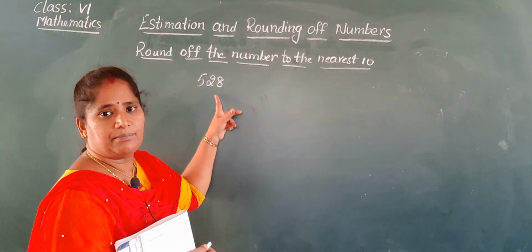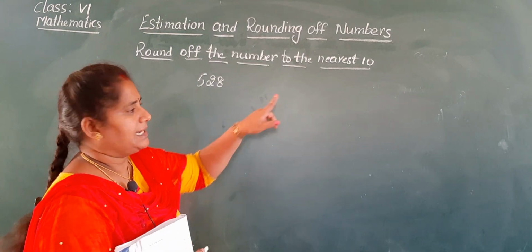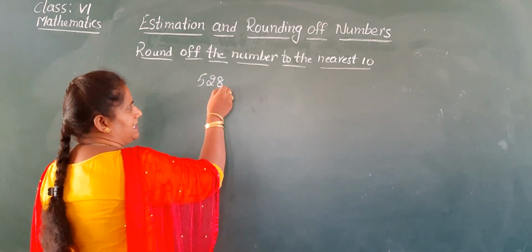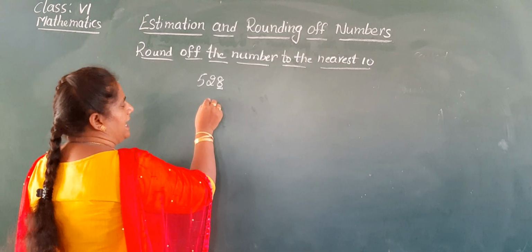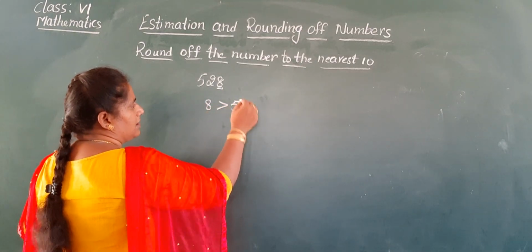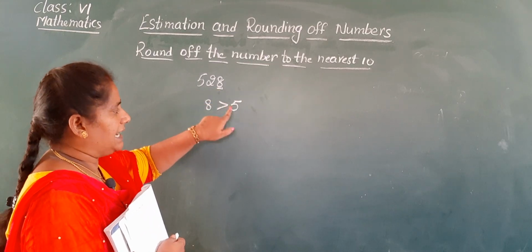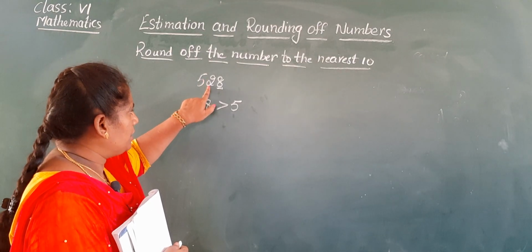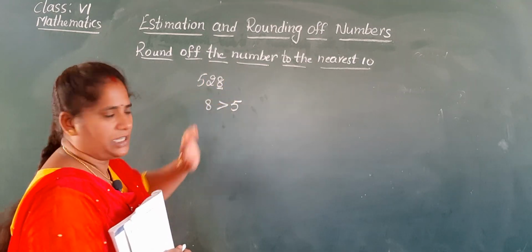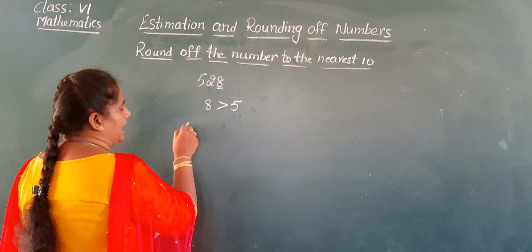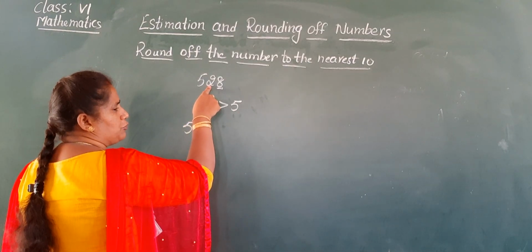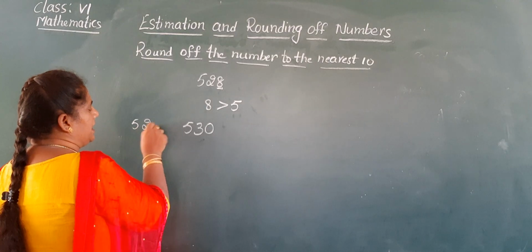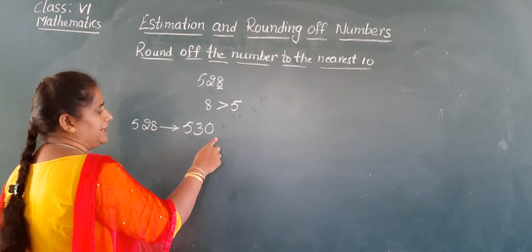To round off this number to the nearest tens, you see the digit to the right side of it. So what's the digit to the right side? Yes, 8. If this digit is greater than 5, add 1 to the tens place and the ones place becomes 0. Here 8 is greater than 5. So you add 1 to the tens place, that is 2 plus 1, 3, and keep 0 in the ones place. So 528 is rounded off to 530.